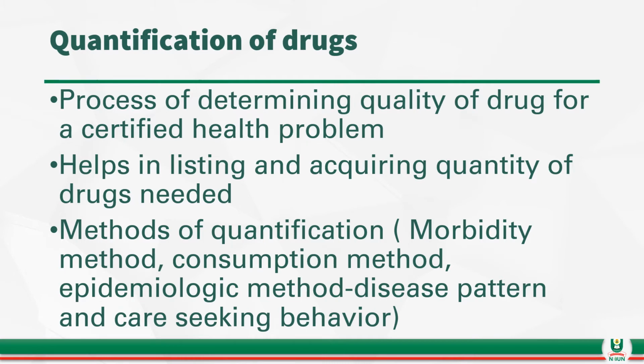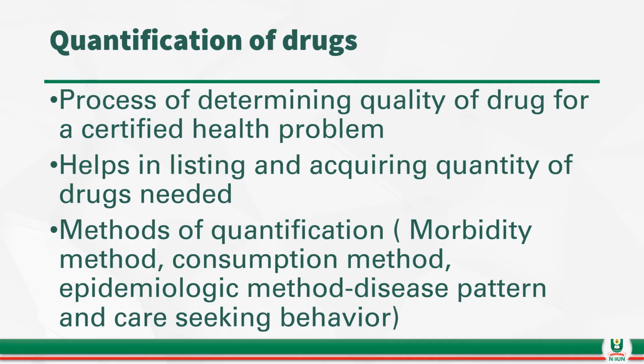When we quantify drugs, there are some methods that we use for quantifying drugs. You can use what we call the morbidity method, the consumption method, and the epidemiologic method. In the morbidity method, you look at data on illnesses that are prevalent in such community, and how often such illnesses consume medication relative to the other health conditions.